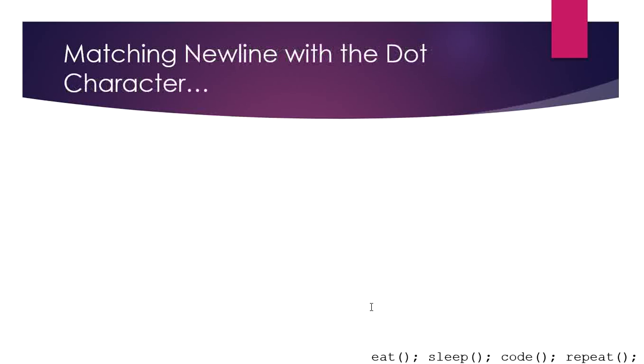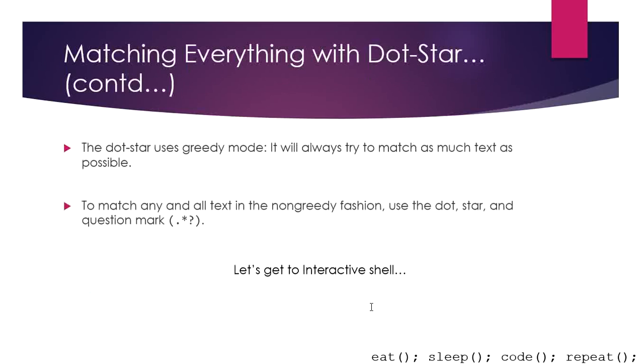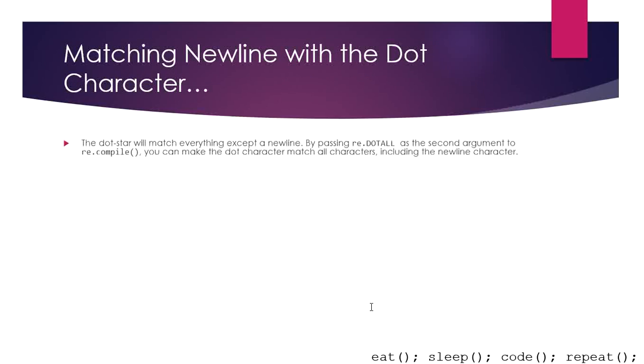Now, matching newline with the dot character. The dot star was for matching everything except a newline. So what if I want to match a newline? By passing re dot DOTALL as the second argument to re.compile, you're going to make the dot character match all characters including the newline character. So you're going to use re dot DOTALL as the second argument that we pass to re.compile.